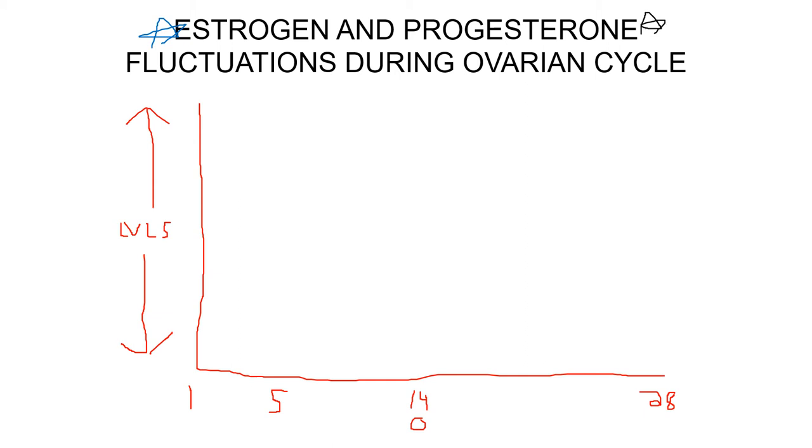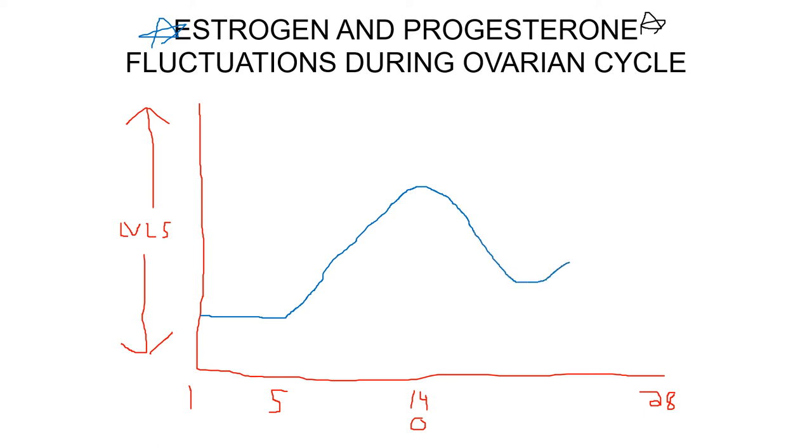Okay, so here's how estrogen works. At the very beginning, the first few days, estrogen is kind of flatlined, not really doing anything. But after the menstrual cycle is completed, after day 5, day 6, estrogen starts climbing. And it climbs and it climbs and it climbs, and it hits this peak right at day 14. And then it starts going down, going down, going down.